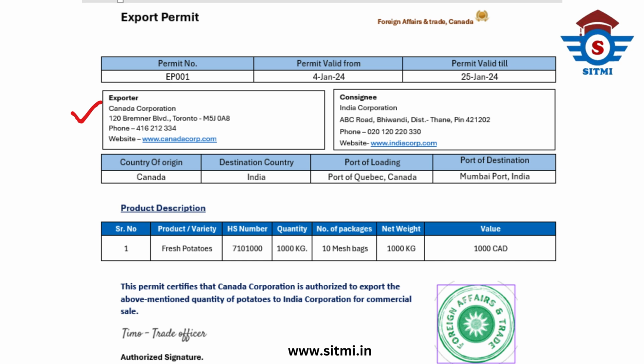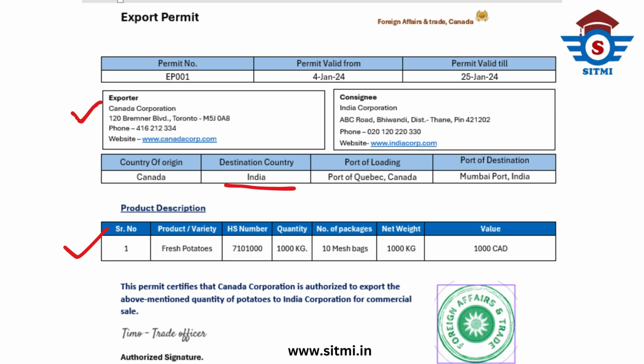This may include the exporter's name, address, tax identification number, and other relevant details. The second point is description of goods. A detailed description of the goods or products being exported is provided in the export permit. This includes information such as product name, quantity, value, and any relevant specifications or classifications.